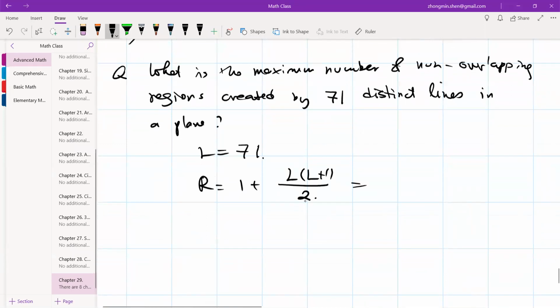So now it is going to be 1 plus 71 times 72 divided by 2. And if you multiply this out, that's a huge number. So using 71 lines, you can divide the whole plane into 2,557 different regions. Okay.